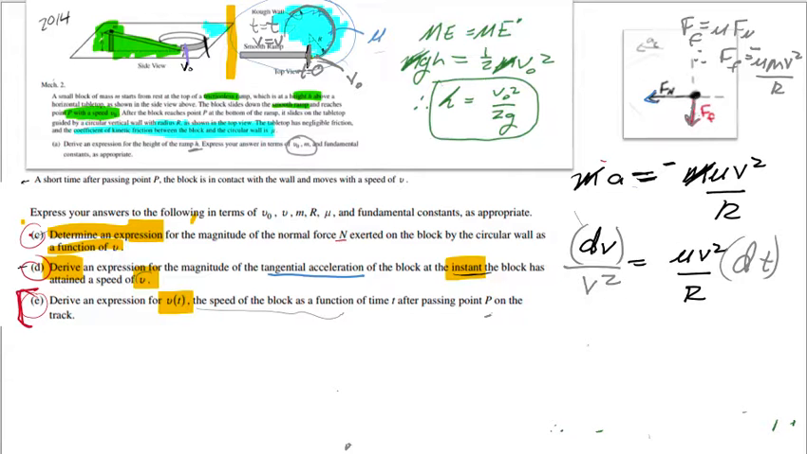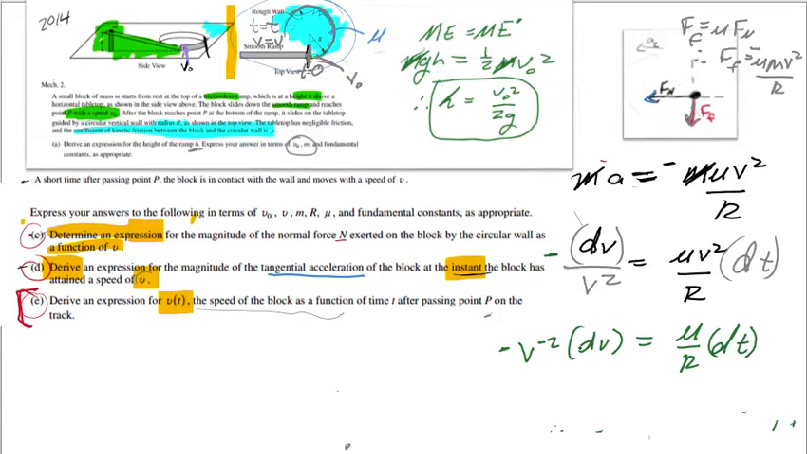Okay, that's ugly. Let's rewrite it. I'll rewrite it in green. So I'm going to write this as v to the negative 2. Oh, I'm sorry, negative, I forgot my negative. Negative v to the negative 2 dv equals mu over r dt.